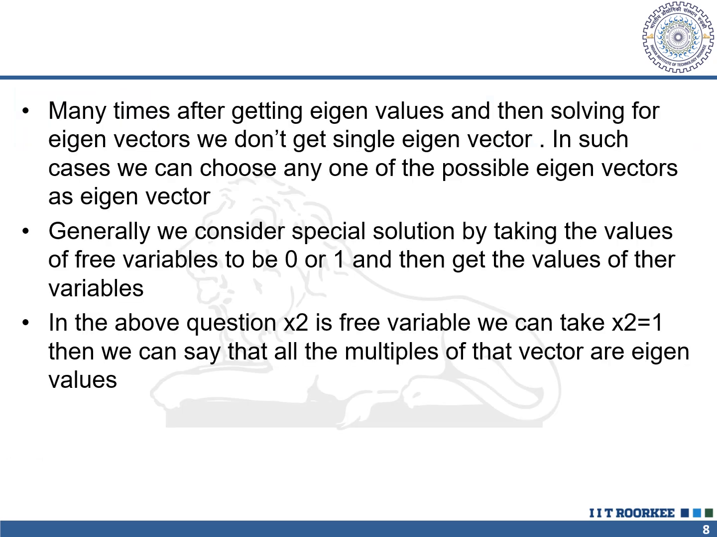As we have seen in the previous slide, the eigenvector we got is x2 times (minus i, 1), which is not a single eigenvector. We can get different eigenvectors by taking different values of x2. So many times after getting eigenvalues and solving for the eigenvectors, we don't get a single eigenvector, we get a series of eigenvectors generally. In such cases, we can choose one of the possible eigenvectors. Generally, we consider a special solution by taking the values of free variables to be 0 or 1 and then get the values of the other variables. In the above question, x2 is the free variable, so we can take the value of x2 to be 1 and then say all the multiples of the vector (minus i, 1) are eigenvectors.